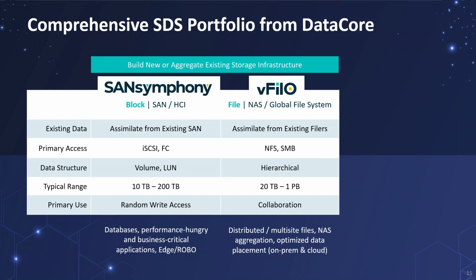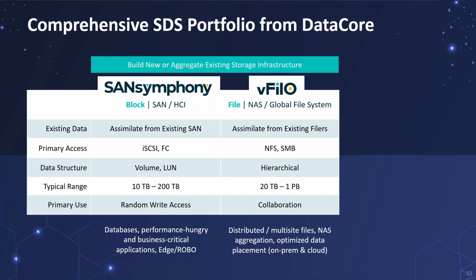And we just launched a new product called vFilO, which allows you to assimilate your existing NAS, aggregate it and optimize your data placement, whether it's on-prem or in the cloud. The primary access methods are NFS and SMB. And the primary use case we'll introduce more later in following slides.